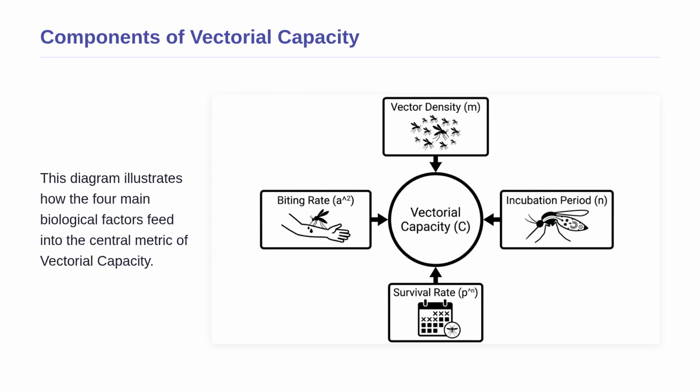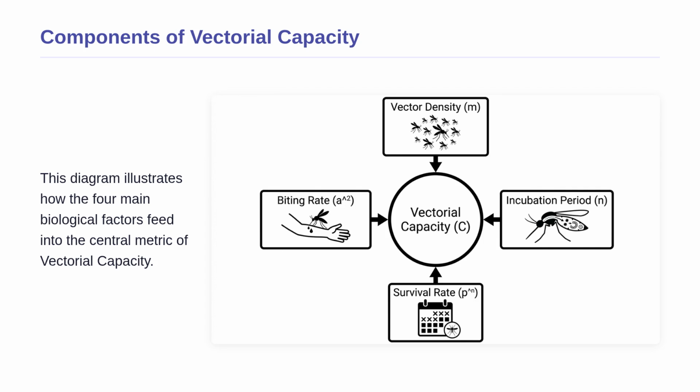Now that we have proven how the math works, let us visualize the entire system. What you are seeing here is a schematic diagram of the components of vectorial capacity. In the center, we have our ultimate metric, vectorial capacity, represented by C. Notice the 4 boxes feeding into it.